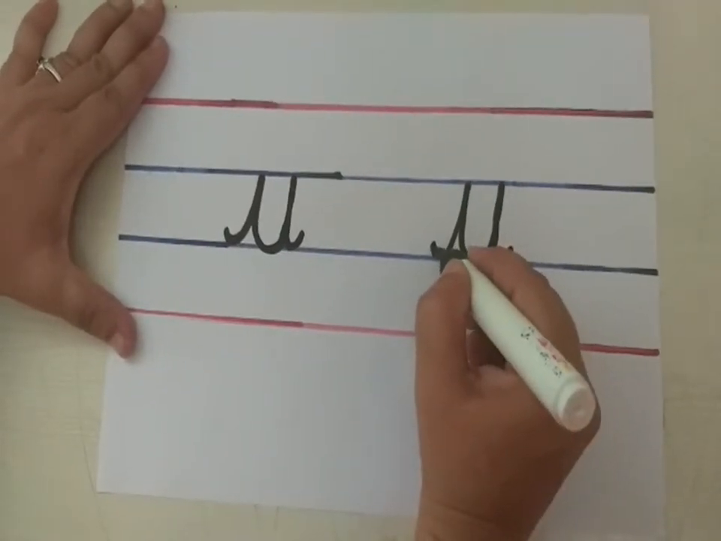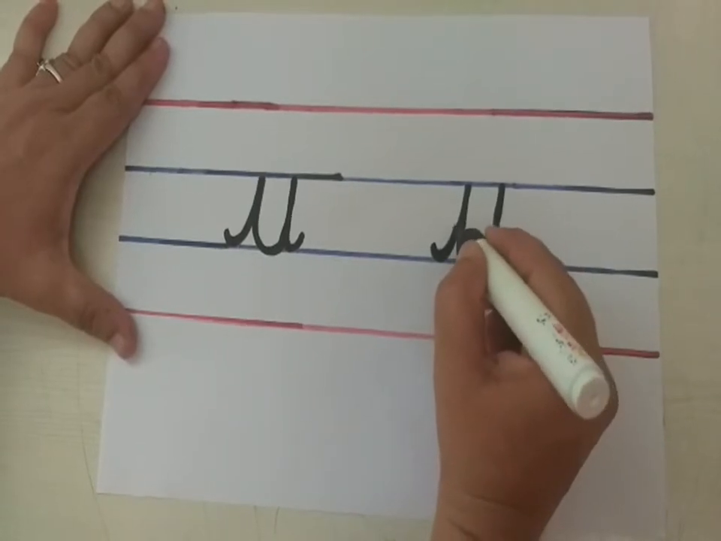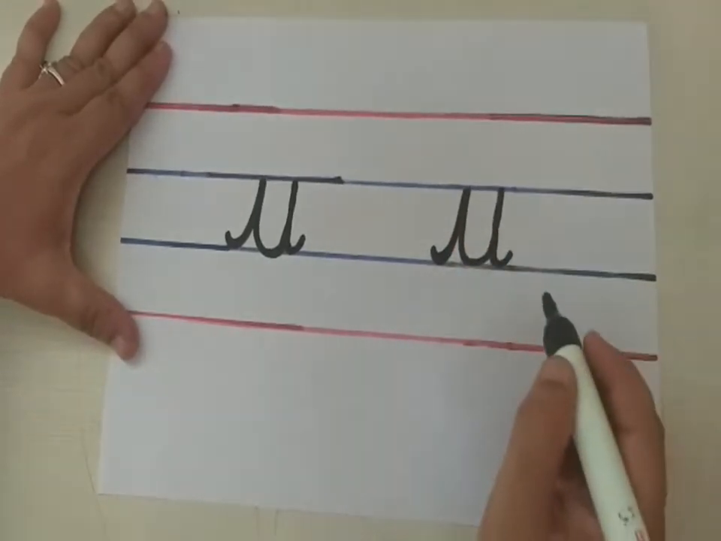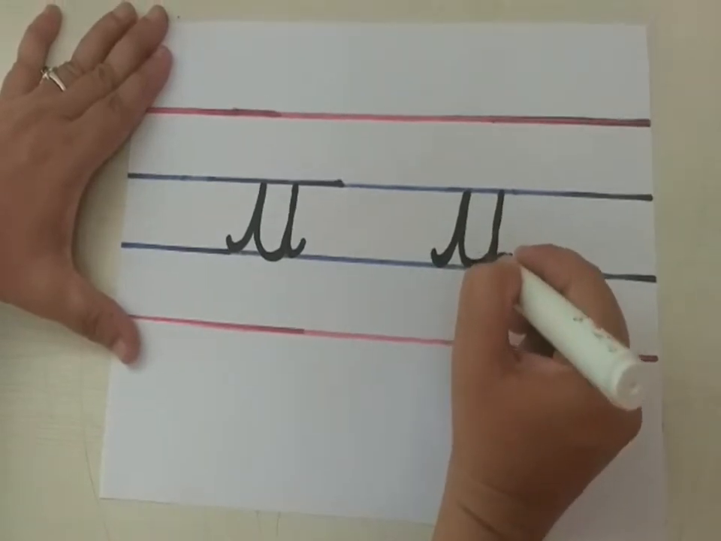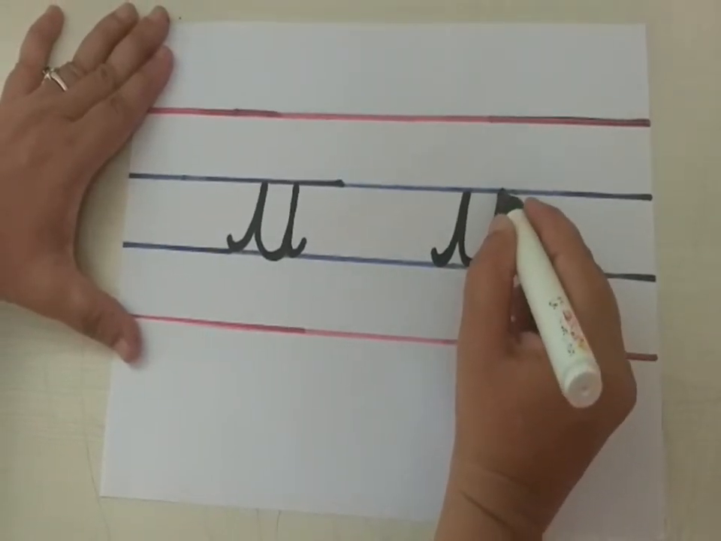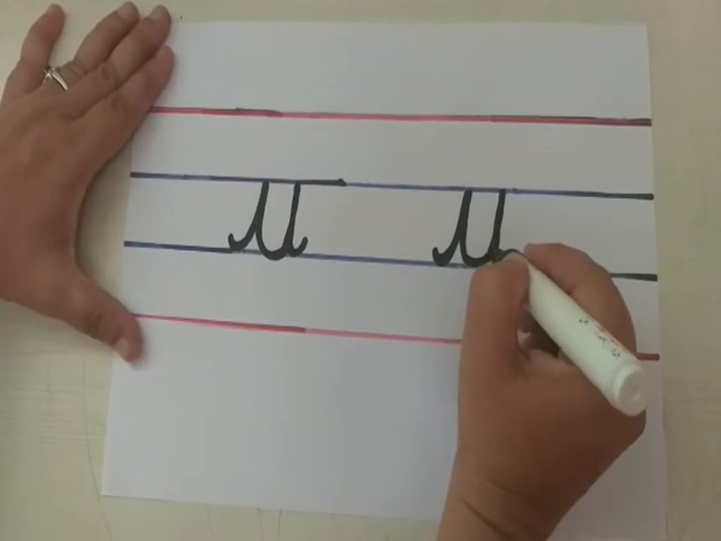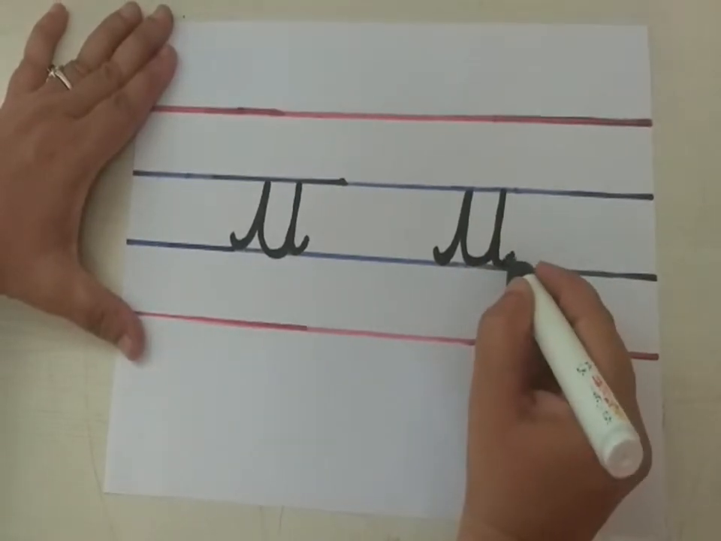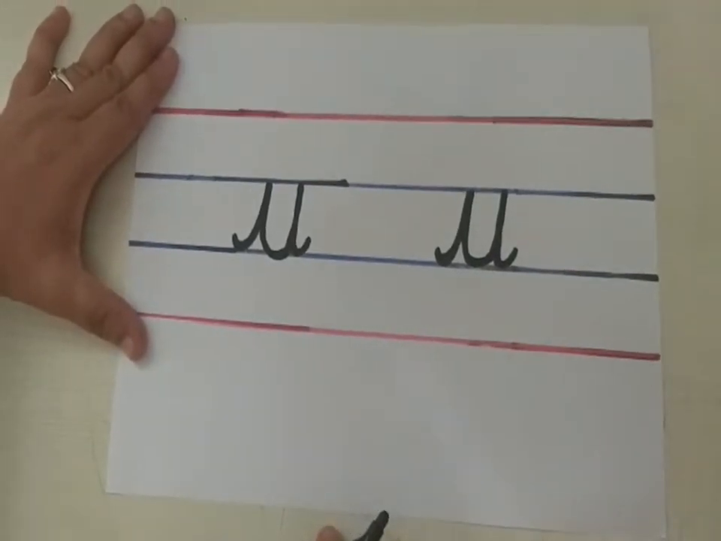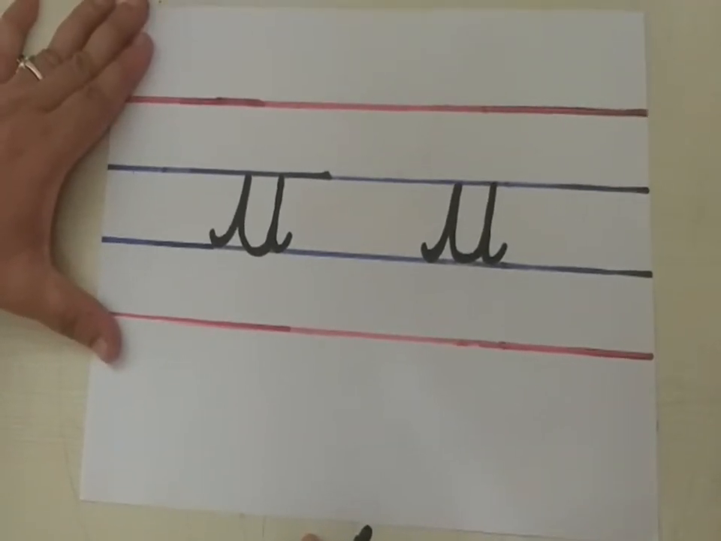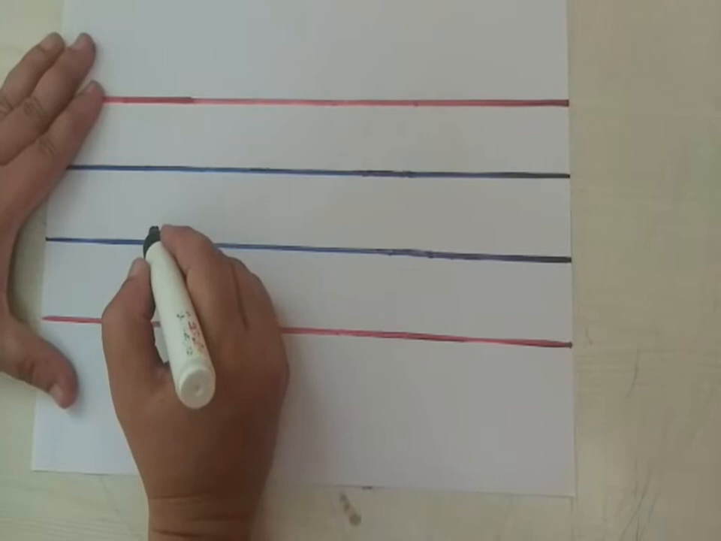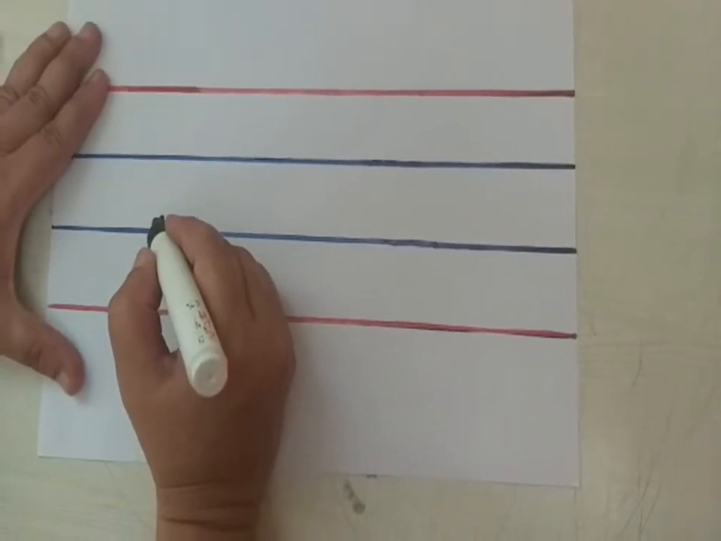Once again, shall we write? Take a small curve. Go up to the second blue line. Come down to the third blue line. Again go up to the second blue line. Come down to the third blue line and make a small curve. This is small cursive U. U after which letter comes, children? U after V. Shall we write?